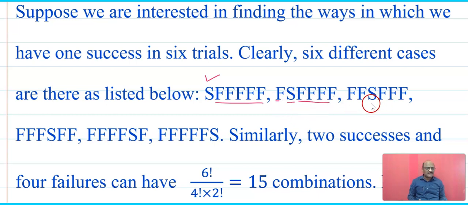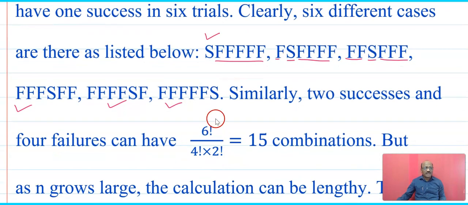In the third case, the third time I get the success, first and second are failures, and the last 3 are failures. And in this way we get all the 6. Similarly, 2 successes and 4 failures can occur in 6 factorial ways.